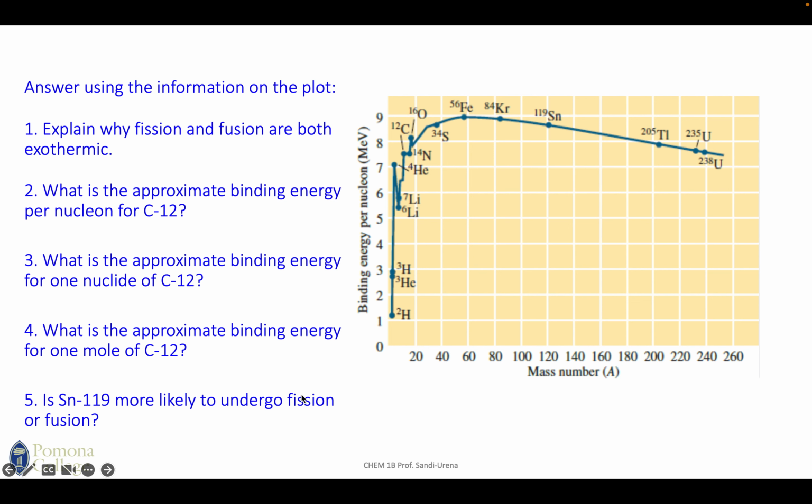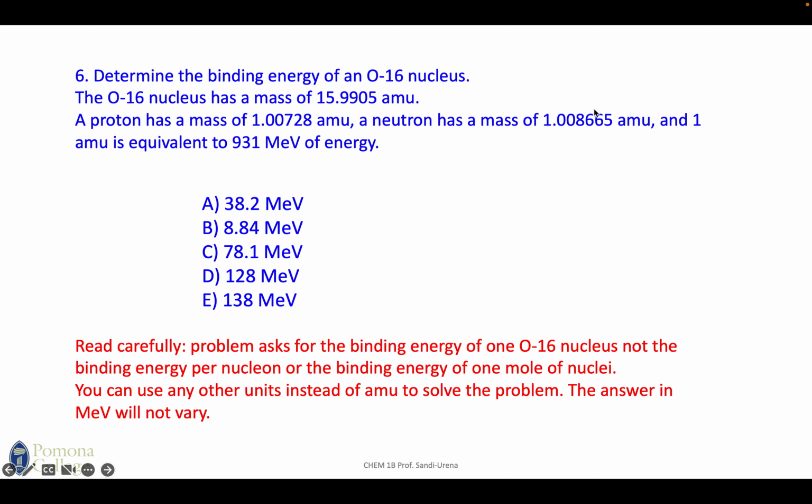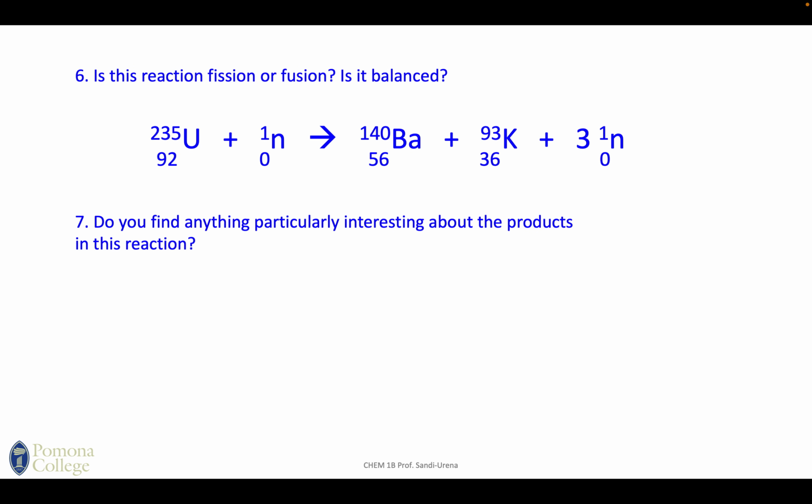And then we're going to predict what happens with tin-119. Would it undergo fission or fusion? And just, more than just saying which one, explain what leads you to that conclusion. We've got a calculation here, and for this calculation of binding energy, I'm using atomic mass units here. You can use other units if you want. This is to practice also conversions, but the result will be the same regardless of the units that you use. Is this reaction fission or fusion?